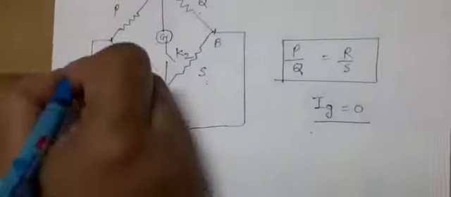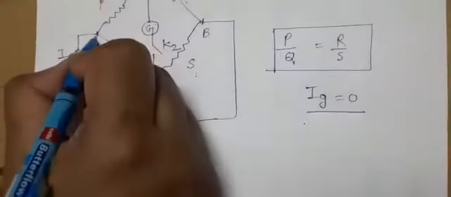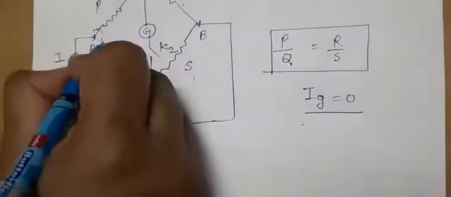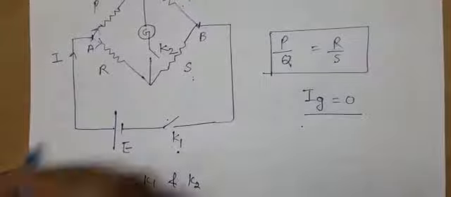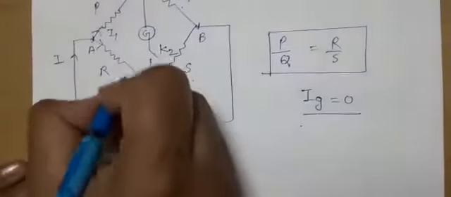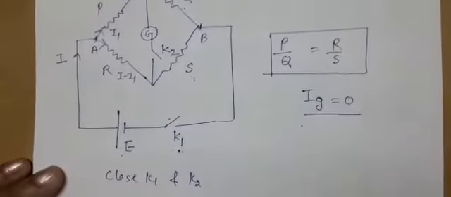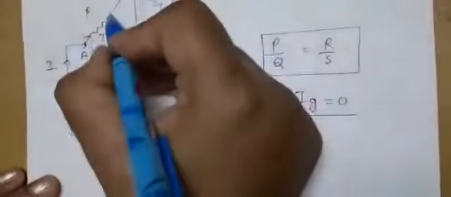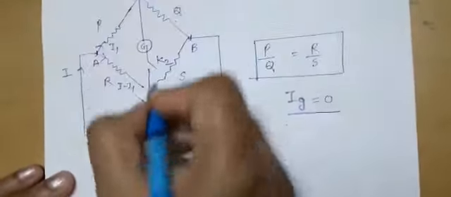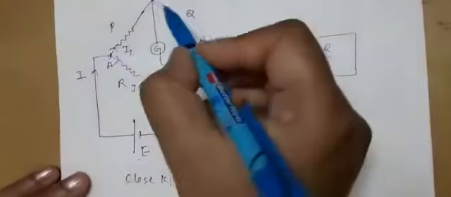So let me suppose that I is the current flowing through the battery, and at junction A it will pass through resistance P as well as R. Let I1 be the current flowing through resistance P, and the remaining current, that is I minus I1, will flow through resistance R. Now current I1 is going to this point, you can call it C, and this point as D. As both the keys are connected, it is a closed circuit.